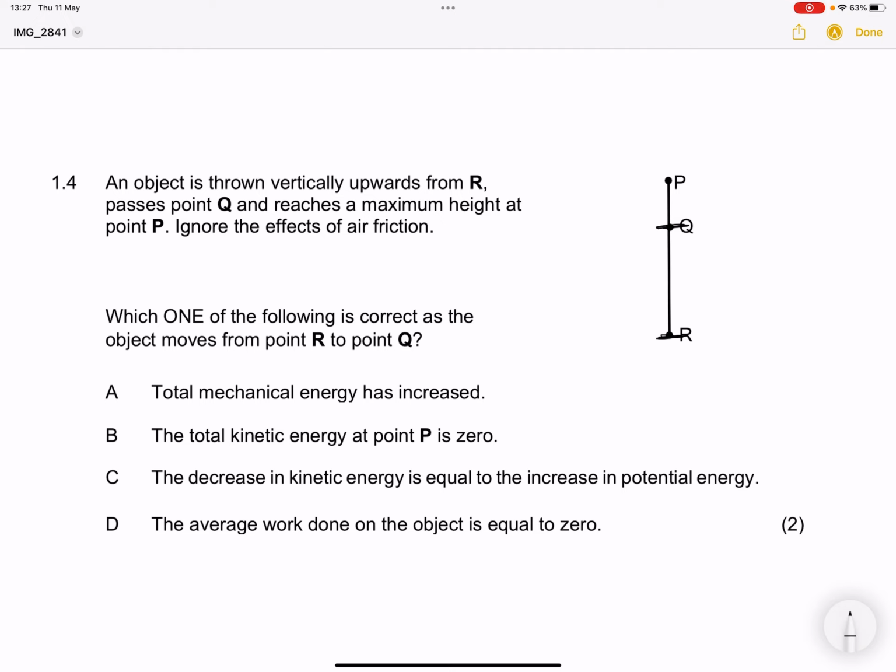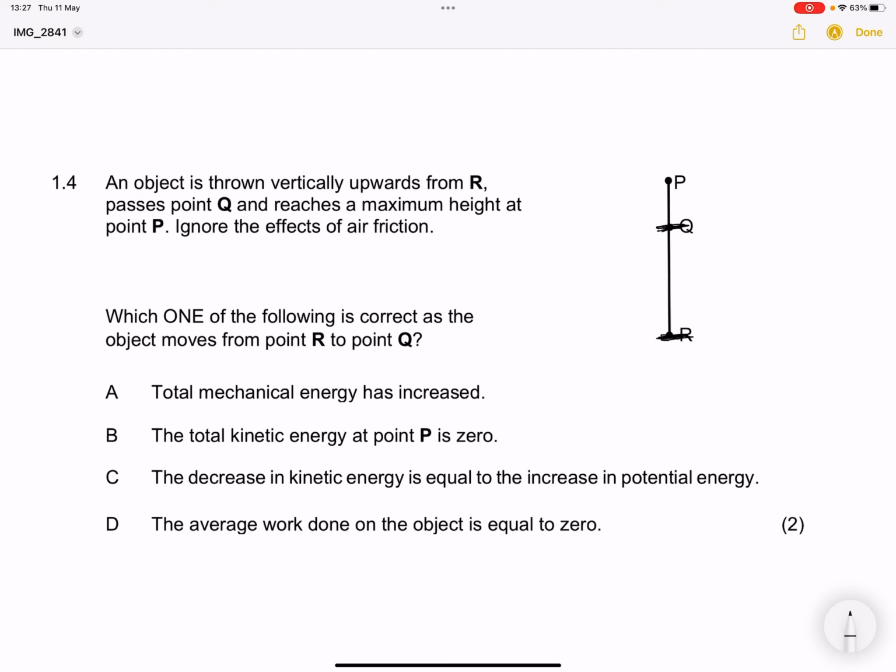And then they say the total kinetic energy at P is 0. Now remember, we are looking at motion from R to Q, so that has absolutely nothing to do with P, right? Otherwise that would have been correct, but remember, they said we consider motion from R to Q. They say the decrease in kinetic energy is equal rather to the increase in potential energy.